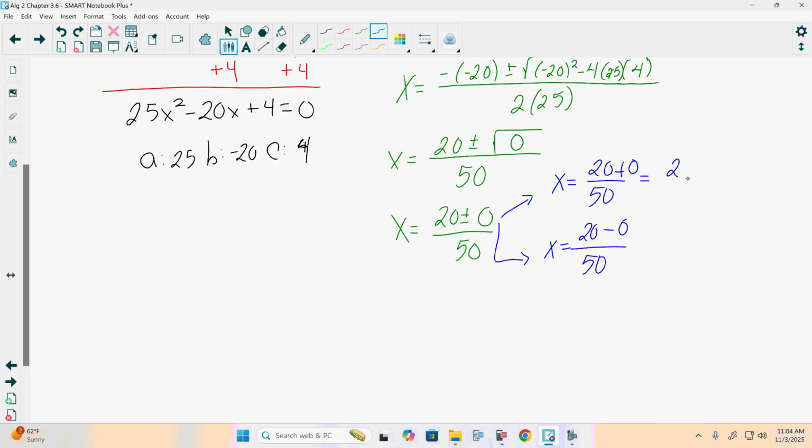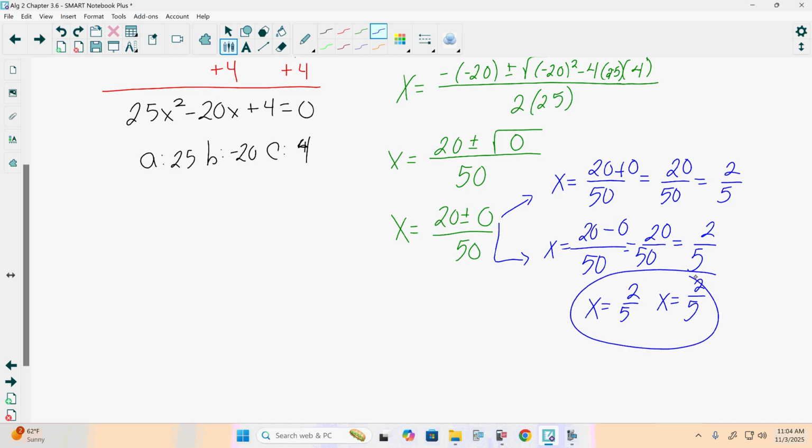Well, 20 plus 0 is 20. And 20 divided by 50 is 2/5. Or really, we could plug it in the calculator. 20 plus 0 over 50, enter. It'll reduce it to 2/5. Now 20 minus 0 is still just 20. And 20 divided by 50 is again 2/5. So we're saying that x is equal to 2/5 and x is equal to 2/5.